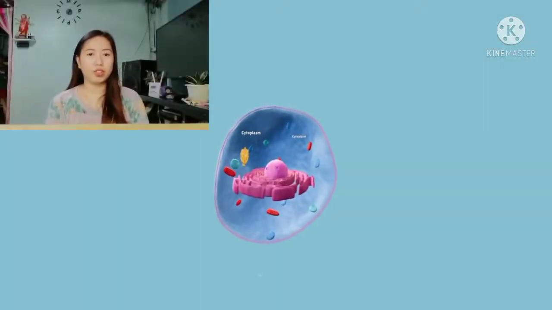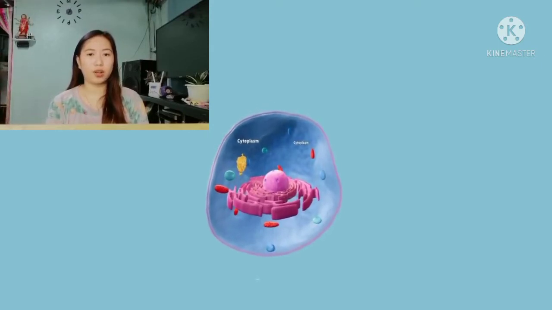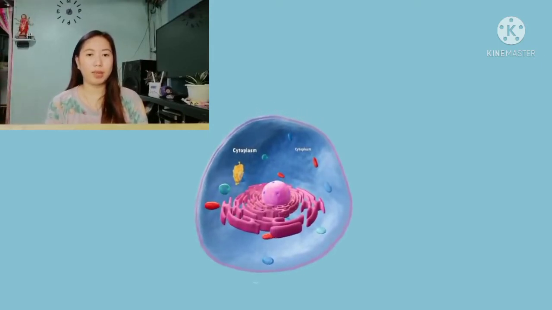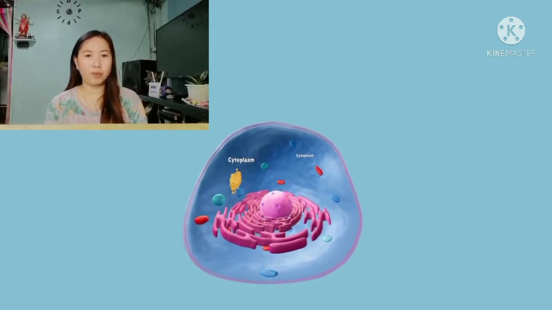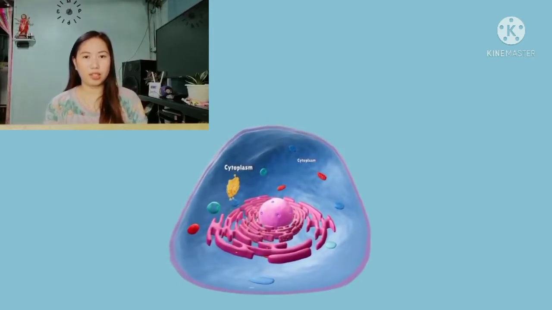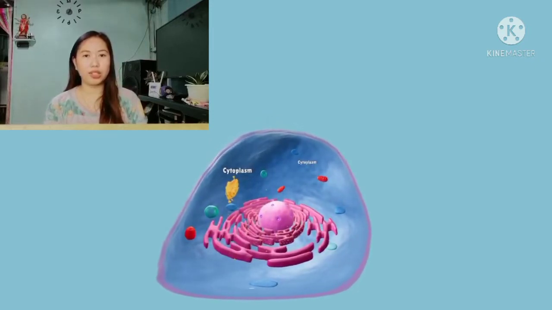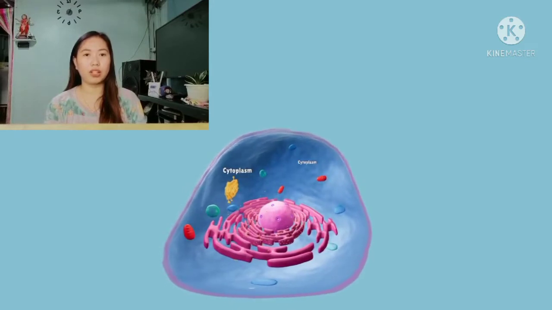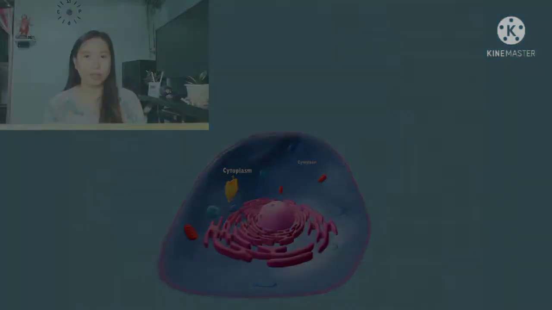Cytoplasm is a thick solution that fills the cell and is enclosed by the cell membrane. It's mainly composed of water, salt, and proteins. All of the organelles in eukaryotic cells, such as the nucleus, endoplasmic reticulum, and mitochondria, are located in the cytoplasm.